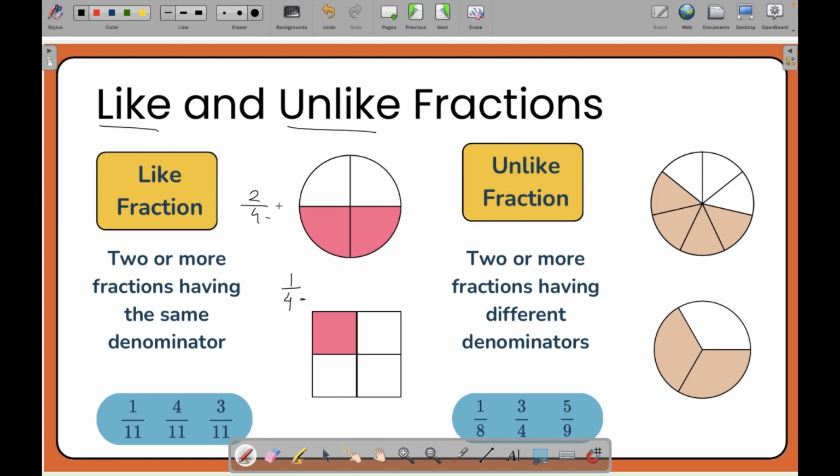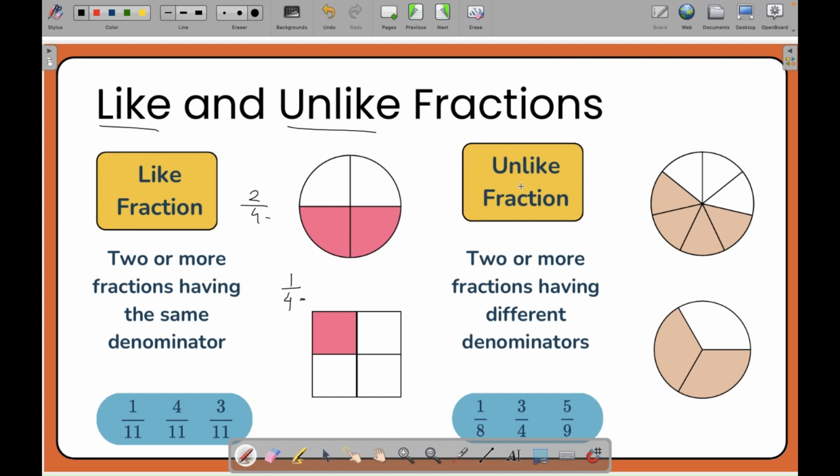When we have like fractions, it becomes very easy to compare two fractions. It becomes very easy to add and subtract fractions. Whereas with unlike fractions, we have to do some further manipulation. So understanding what like fractions are helps us save a lot of time by simplifying the calculation, whereas with unlike fractions, the calculations are a bit tedious.